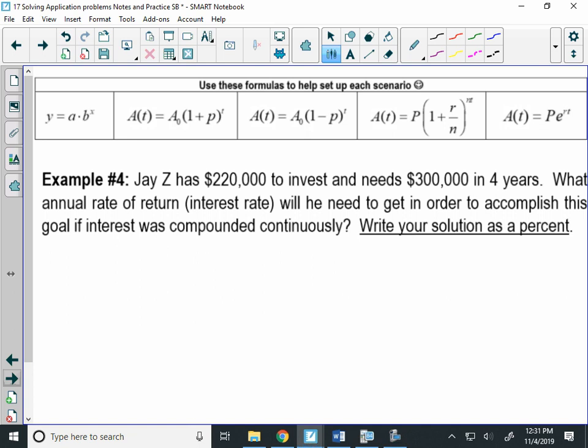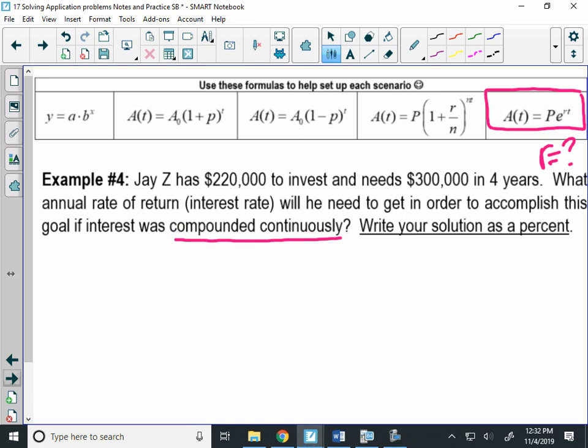All right, so what are we looking for this time? What letter? When it says R. We are looking for R. So what R? That's what I want to know. I don't know what R is. Which formula am I going to use if he wants a bank account that compounds interest continuously? The last one. Pert.